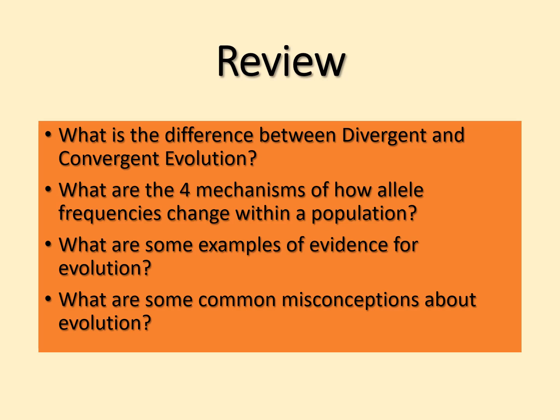All right, let's finish up with a little bit of review that you guys can do on your own and make sure you're able to answer these questions. So what is the difference between divergent and convergent evolution? And again, I have a video on that. What are the four mechanisms of how allele frequencies change within a population, right? Which all lead to evolution. What are some examples of evidence for evolution, right? What did we talk about in life and in history that we have seen show the evidence for evolution? And then what are some common misconceptions about evolution, right, and why they are incorrect?